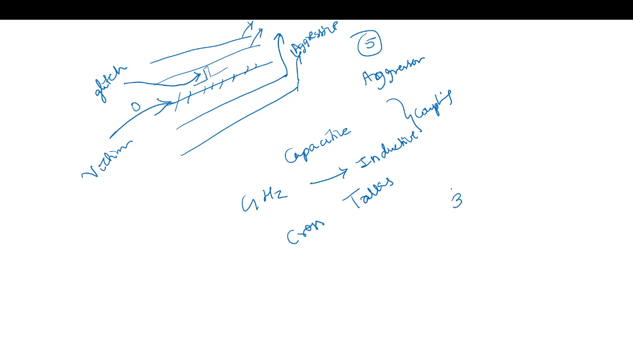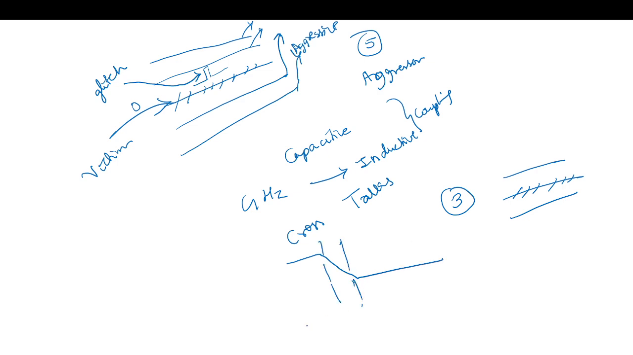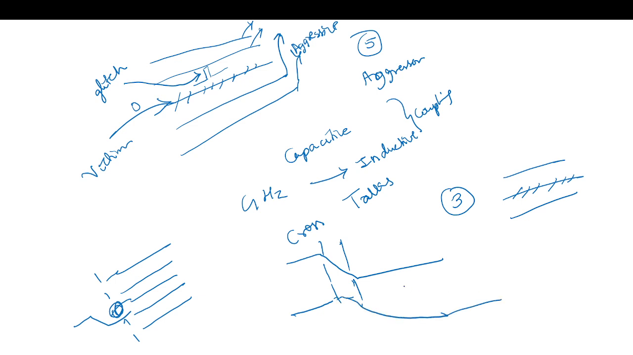If we say there are only 3 lines, like 2 aggressive lines and 1 victim line, this can also cause delay variation, meaning this is the time it requires to go to 0. But say all the other lines are 1 while we are trying to discharge this line. So it may take a little longer to discharge.